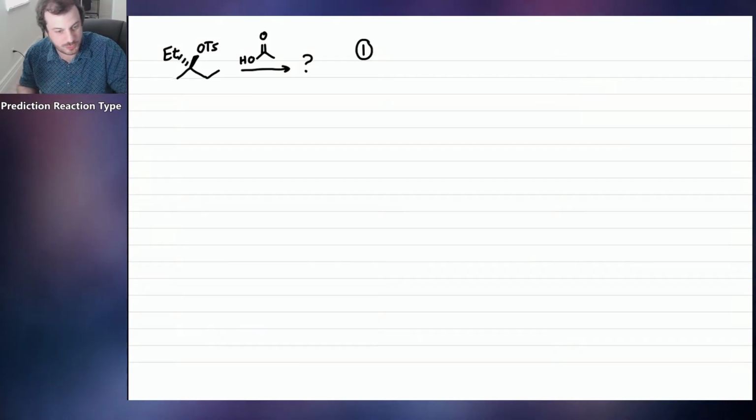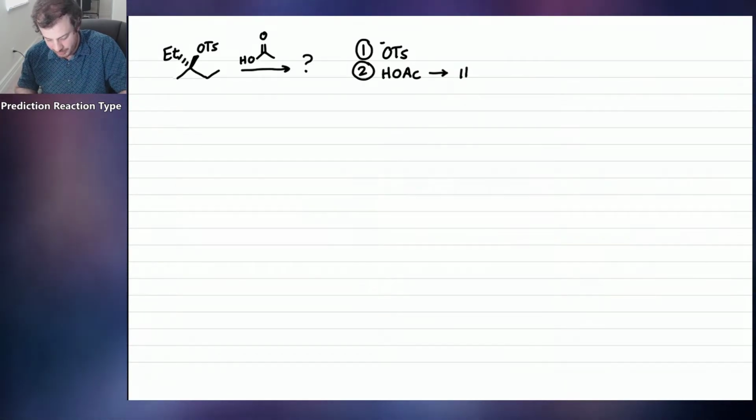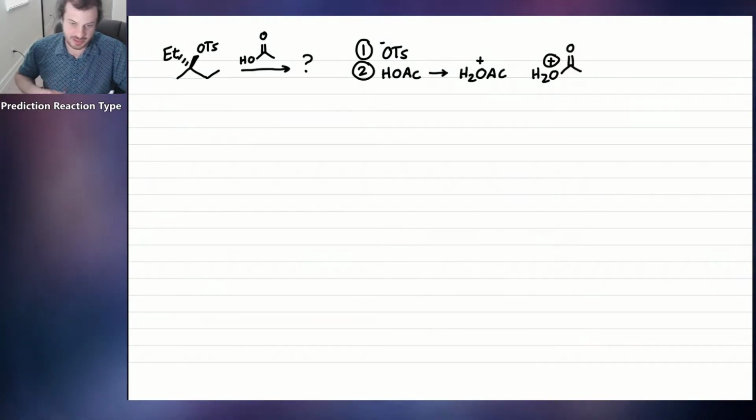Okay, let's go through the steps. Step number 1, first we need to identify the leaving group. Our leaving group is OTs. That's a good leaving group, so we're going to keep going. Remember, tosylate is one of our 5 good leaving groups. It's a sulfonate. Number 2, what's our nucleophile? It's HOAc, acetic acid. The conjugate acid of our nucleophile is H2OAc plus, and the bond line structure looks like this. It's a protonated carboxylic acid.